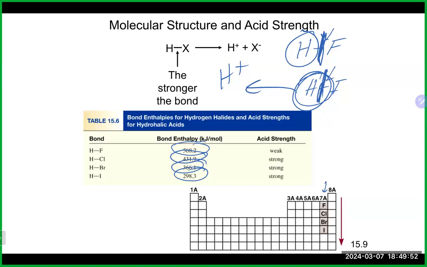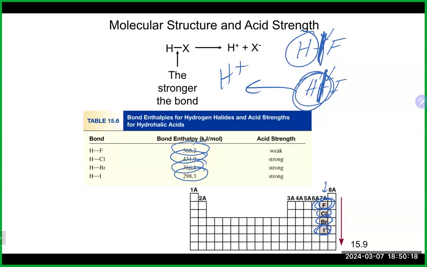As we look at this table, the bond strength increases as you go up group 7, which means the acid strength actually increases as you go down group 7, as this is the easiest bond to break, followed by this guy, and this is the hardest bond to break, which is HF. Yeah. It does, because that's going to allow that H basically to be popped off a lot easier.